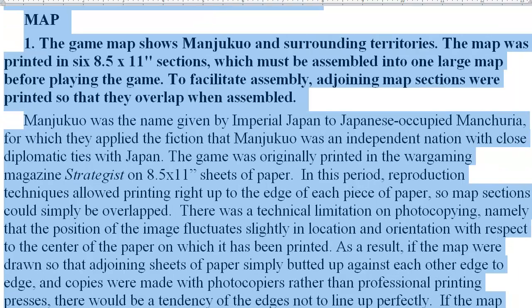Okay, there is a short description of the map. The map was printed in sections that match what period photocopiers could do. The map sections have to be assembled into a big map. The map sections were printed in such a way that they overlap when they're assembled.